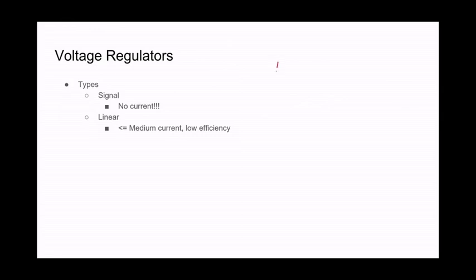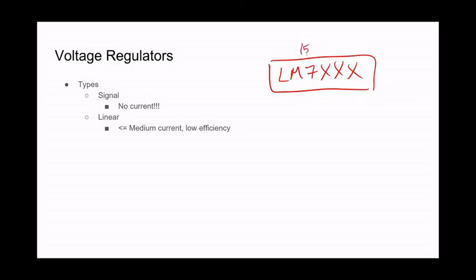Now, these are often described as an L7XXX. Now, if I saw a package like this, that could be a 5, but you almost always see it as a 7. So an LM, for instance, 7805. Let's talk about that. So the 8 part of the 78 tells me it's a positive, otherwise it'd be a 9. 9s are negative voltage. And the 05 tells me that it's 5 volts.